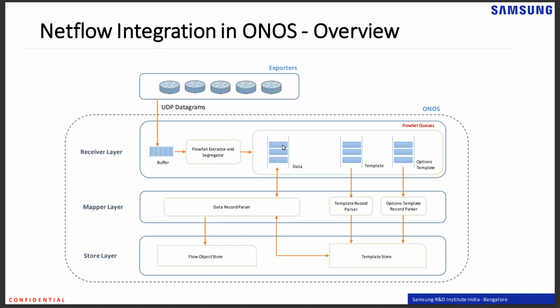If it's a data flow set, it will be put into the data queue. And if it's a template flow set, it's put into the template flow set queue, and then the options template flow set queue. So these set of queues are flow set queues. So this is what it does: it will accept the UDP datagrams, extract the Netflow packets from them, identify the type of flow sets and store them in the respective queues.